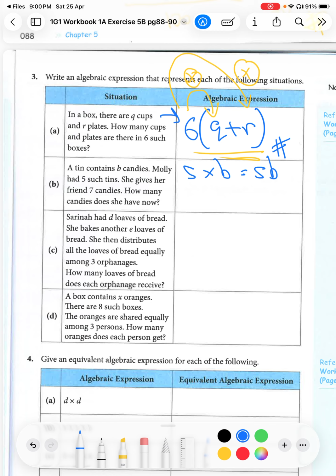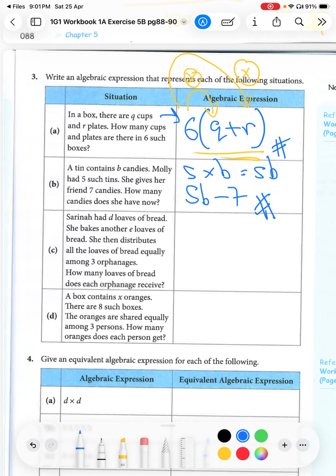She gave her friend 7 candles. So she is left with 5B minus 7 candles. That's all. She had 5B in total, she gave her friend 7, so 5B minus 7.